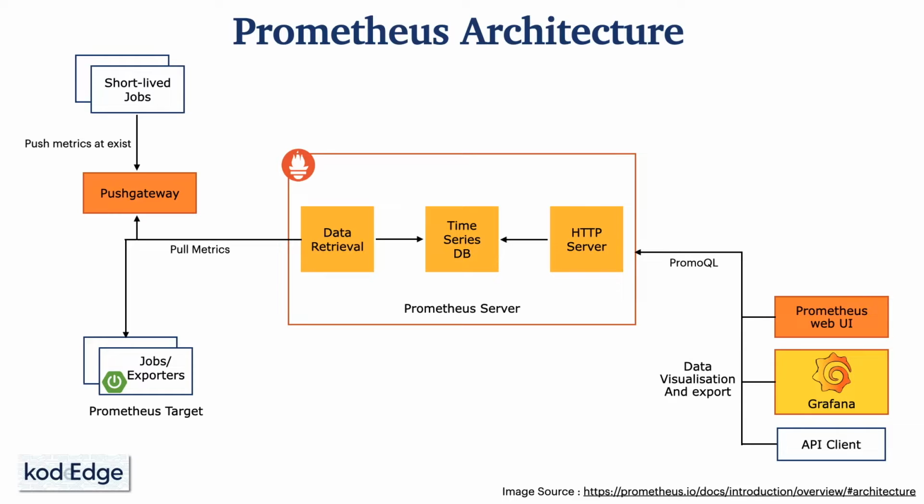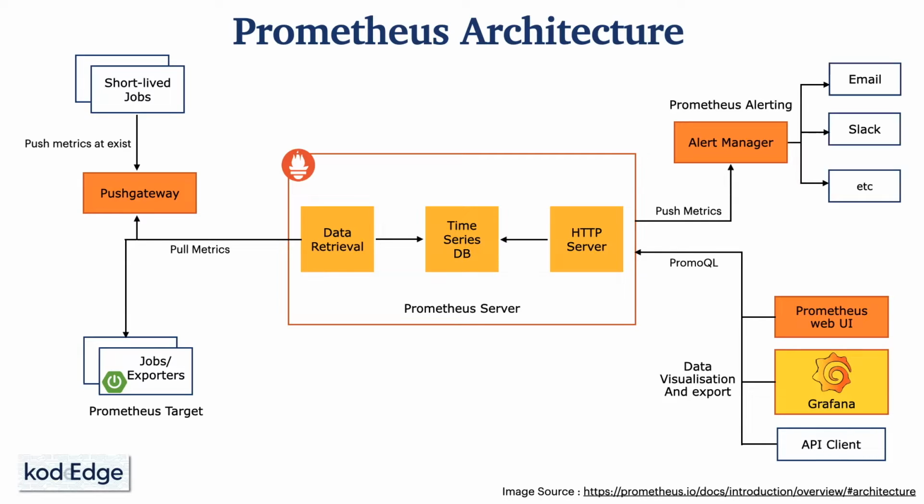And next component is a alert manager. So this is also a separate component responsible for handling alerts generated by Prometheus. So alert manager configures alerting rules and routes alerts to the appropriate receivers like email or Slack based on the defined routing rules.